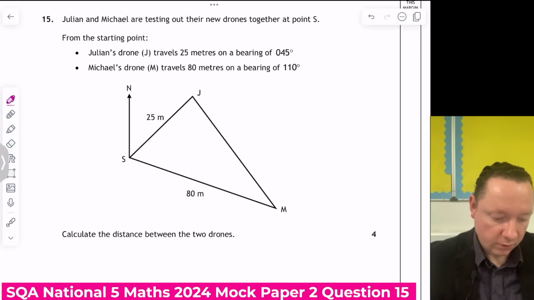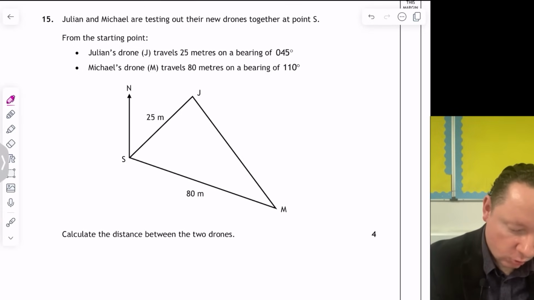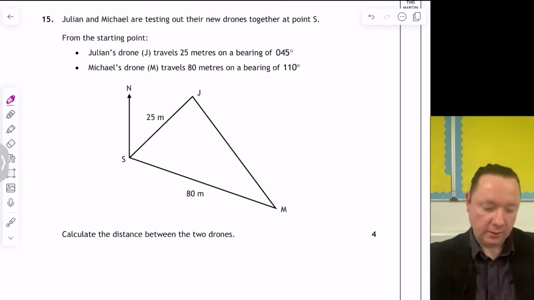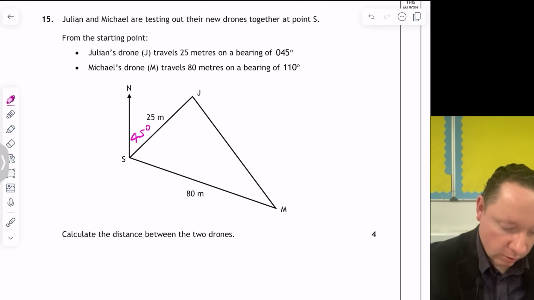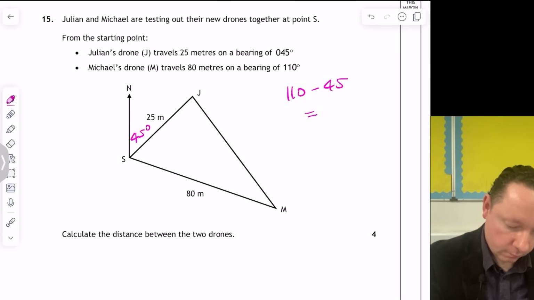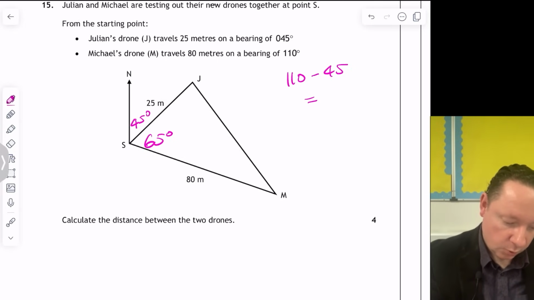Question 15. Julian and Michael are testing out their drones together at point S. Julian's drone travels 25 metres on a bearing of 45 degrees. What's a bearing? It means it starts at north and goes clockwise. So I've got north clockwise, so that's 45 degrees. Michael's drone travels 80 metres on a bearing of 110. So if his is 110, that means that this whole angle is 110. So I can now find this angle just by doing 110 minus 45, which is 65. And it now says calculate the distance between the two drones. So it's this distance here.